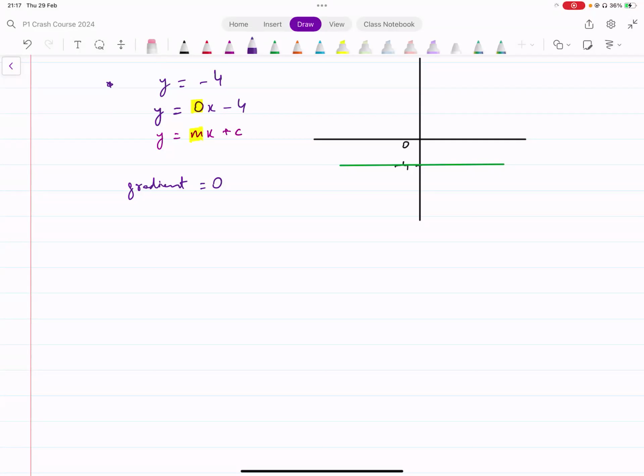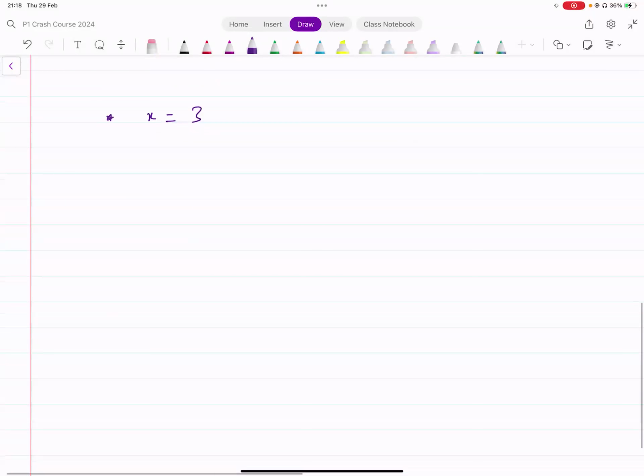Okay, what if you have this line? X equals 3. What about this gradient? Now, this is something that you cannot convert to standard form because there's no y here.